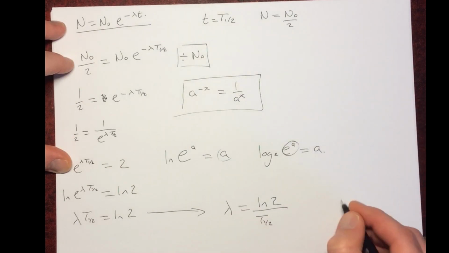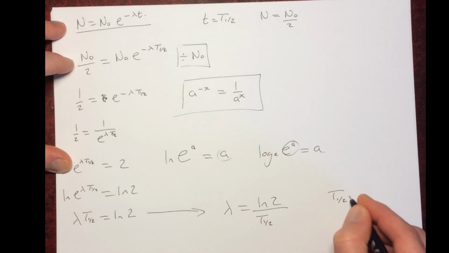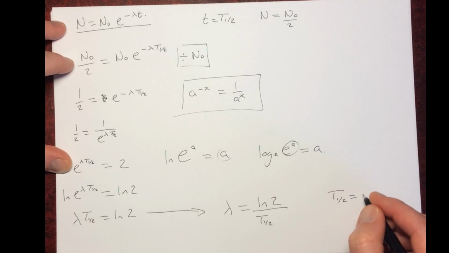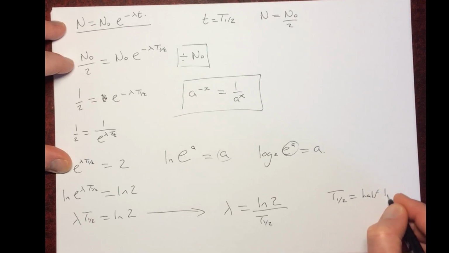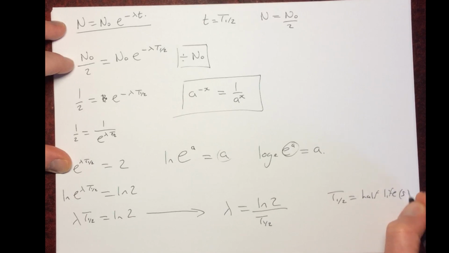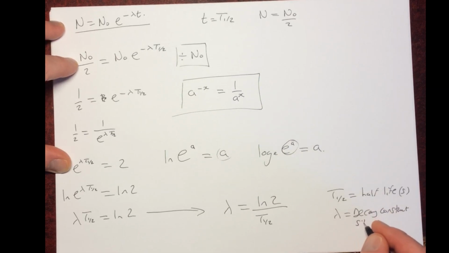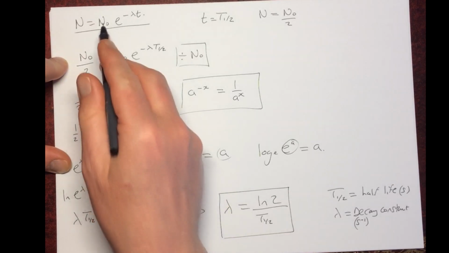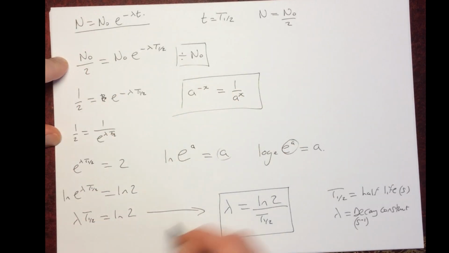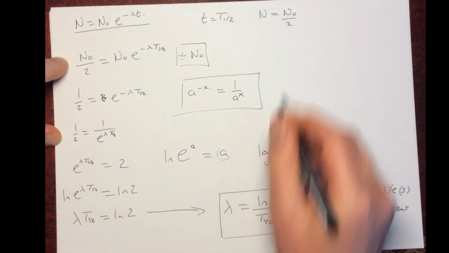And remember, t half is the half-life in seconds, and lambda is the decay constant in seconds to the minus 1. So this equation here, you need to be able to derive from the earlier equation in the way that I've just shown you. You need to be able to go through those mathematical steps.